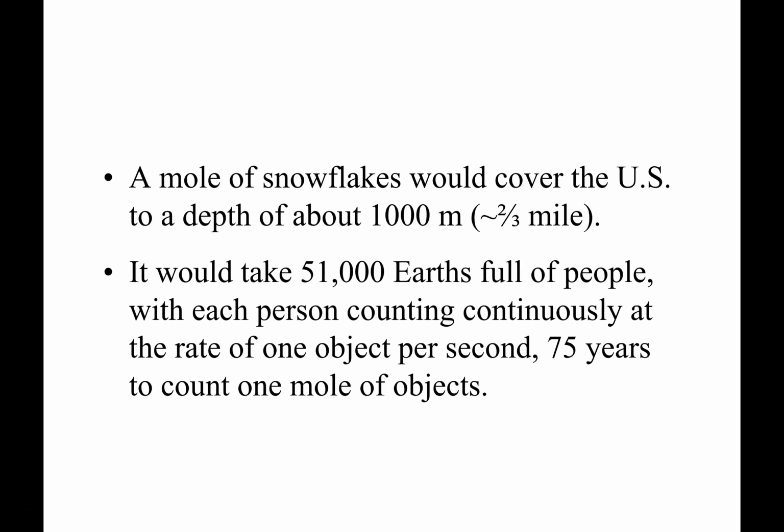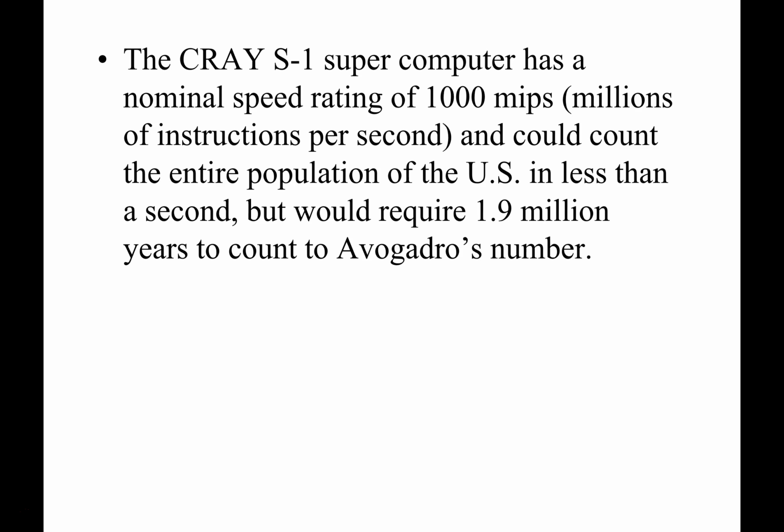So now, per second, you go 1001, 1002, 1003, 1004. If you're trying to count up to 6.022 times 10 to the 23rd counts, you could have everybody on Earth doing that, which would be interesting in itself. But at the time this was written, you would need 51,000 times the number of people that were on Earth, counting 1001, 1002, 1003. And if we were all counting, it would take 75 years to count up to a mole. I know. You're like, really?